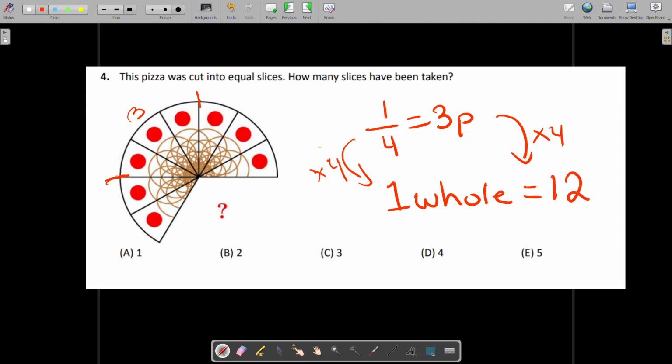Now let's look at how many remaining slices there are. There are 1, 2, 3, 4, 5, 6, 7, 8. There are 8 remaining slices. And we have 12 pieces in total. So to solve this problem, we will just do 12 minus 8 to give us 4 slices that have been taken. So 4 will be our answer.